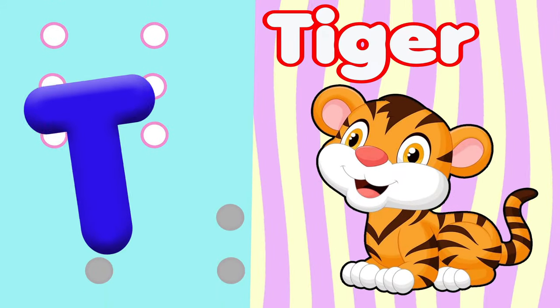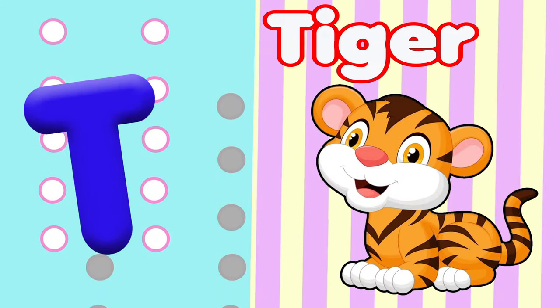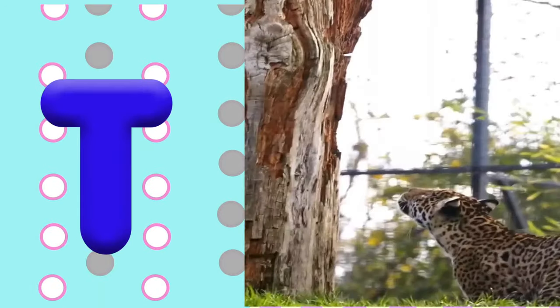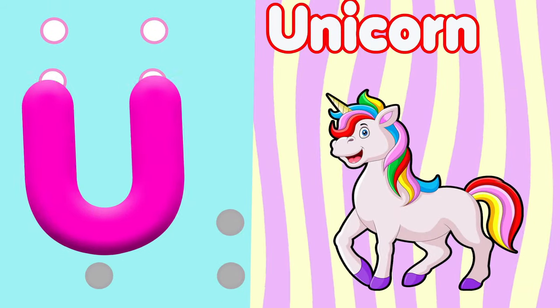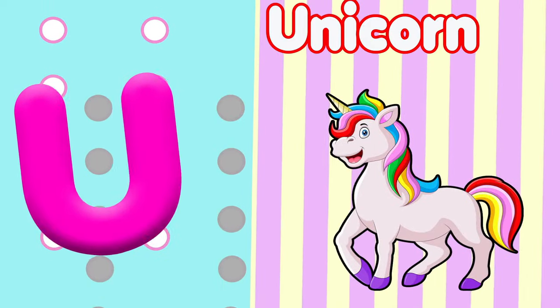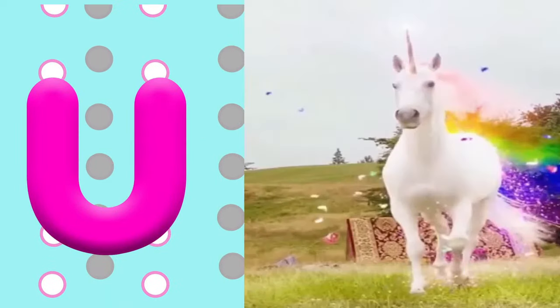T is for tiger. T, tiger. U is for unicorn. U, unicorn.